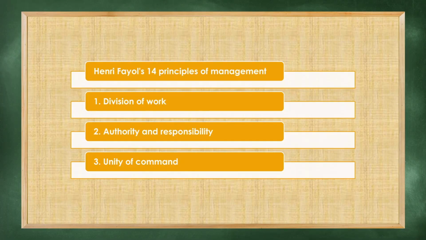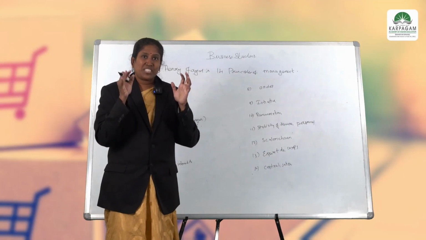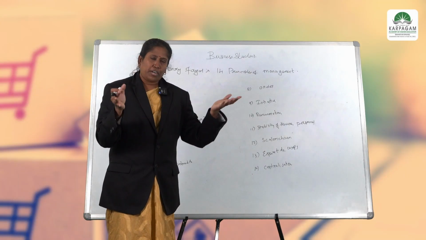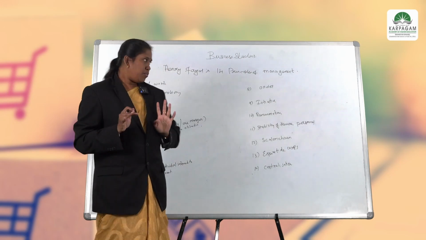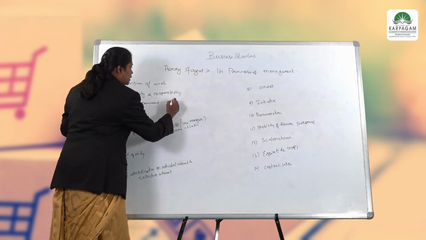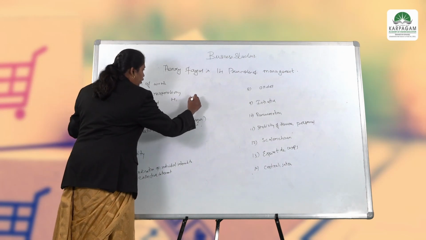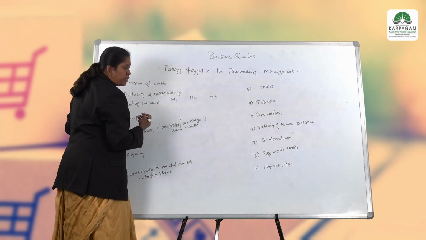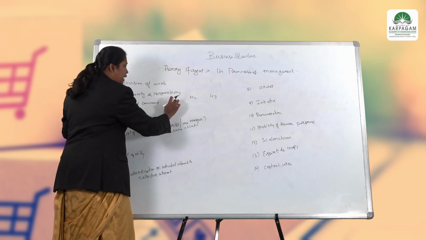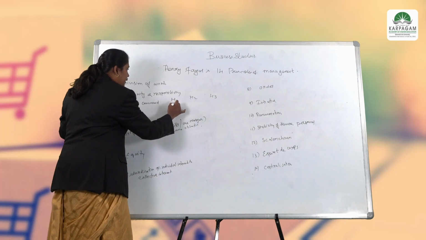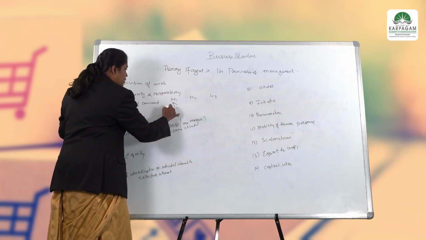The third point is unity of command. The employees should receive any order or direction from only one boss. Let me give one example. This is head 1, head 2, head 3. So different departments, department 1, department 2, department 3, and these are all the heads. And under these we have some subordinate people.